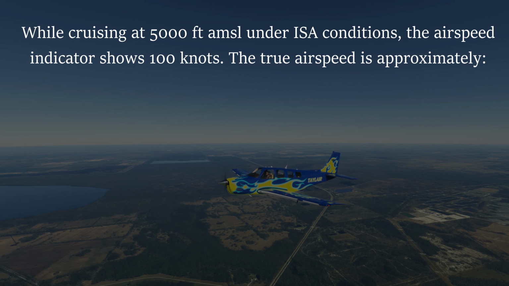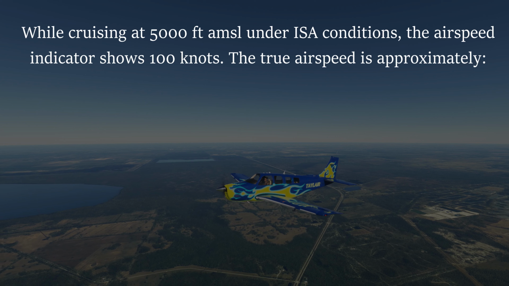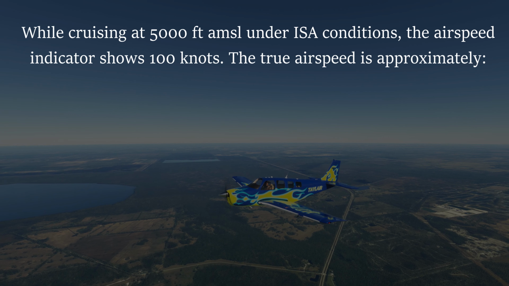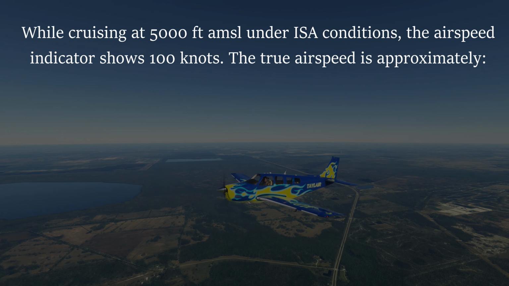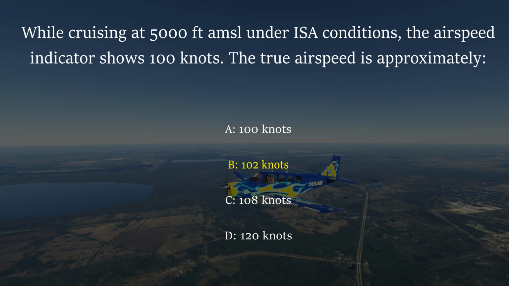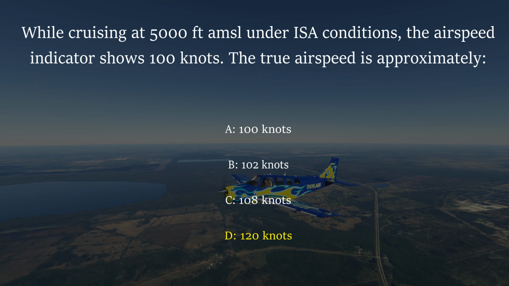While cruising at 5,000 feet above mean sea level, under international standard atmosphere conditions, the airspeed indicator shows 100 knots. The true airspeed is approximately A. 100 knots, B. 102 knots, C. 108 knots, or D. 120 knots.